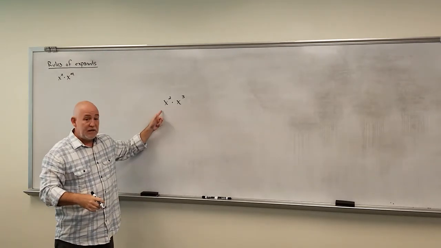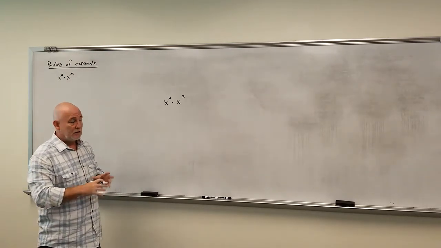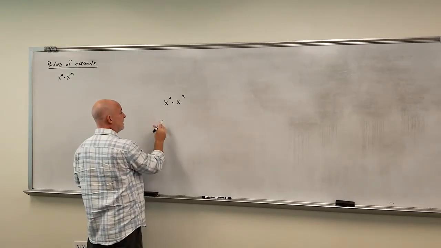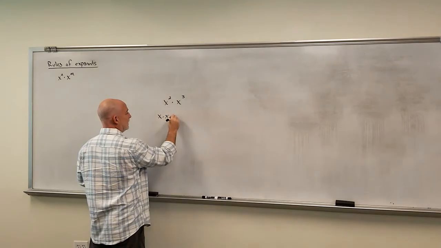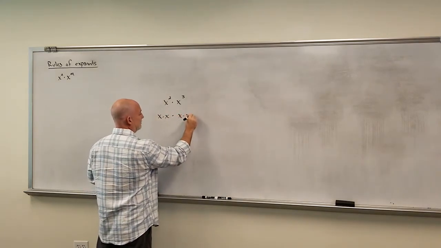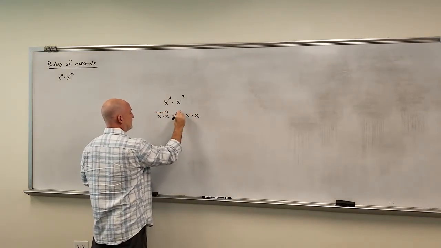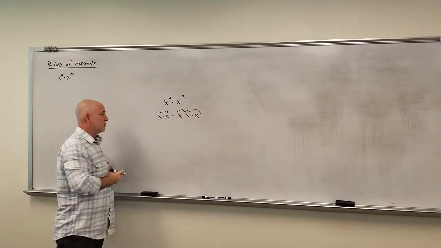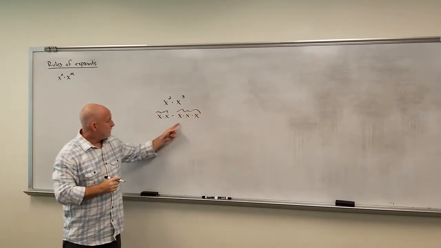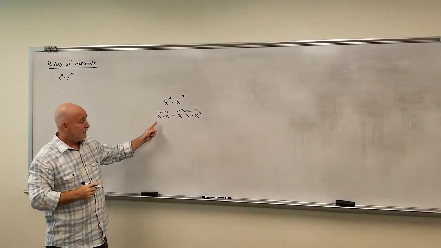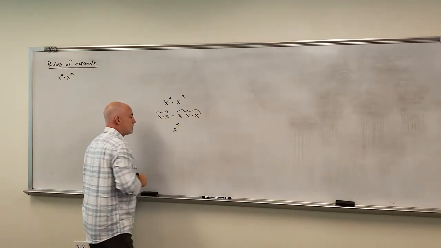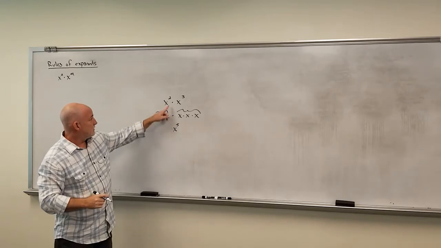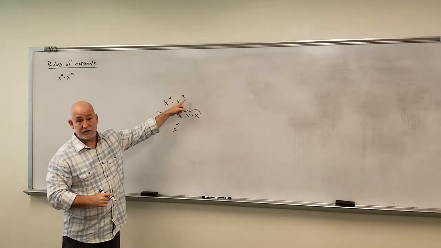Well, since the bases are the same, think about it like this. If we were to expand these out, x squared would be x times x, and x cubed would be x times x times x, right? That's x squared, that's x cubed. Well, if we squeeze this back together, that's really x times itself 5 times. So what did we end up doing with these exponents? Well, all we ended up doing is really just adding them, right?